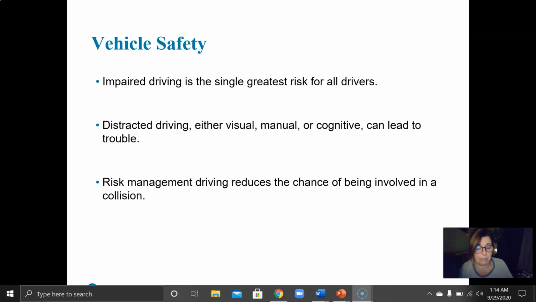Improve your driving skills. Risk management driving techniques reduce the chances of being involved in a collision and include not using your electronics while driving. Don't drink and drive. Keep your eyes on the road. Eye on the prize. To the road. Keep your mind on the road.